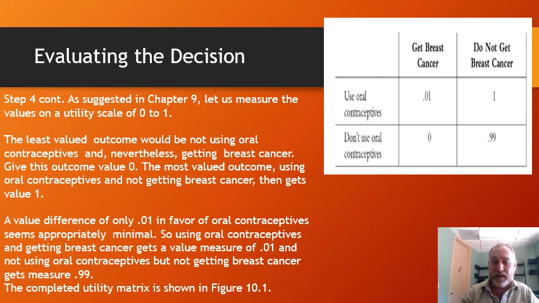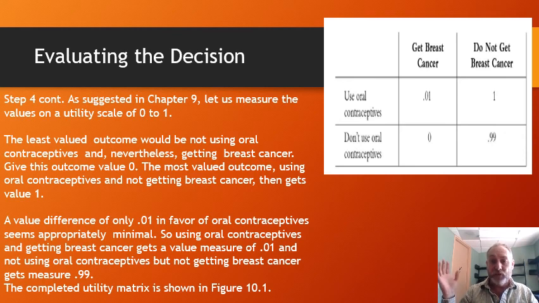So do you want to take the guaranteed outcome where you get to use oral contraceptives but get breast cancer, or do you want to take the lottery, and have a 1% chance of getting the best outcome, and a 99% chance of getting the worst outcome? And if you say, I have no preference between those two, taking the guaranteed outcome, use oral contraceptives and get breast cancer, or doing the lottery where there's a 1% chance that I get my favorite outcome, I have no preference whatsoever. I'm indifferent between these two.